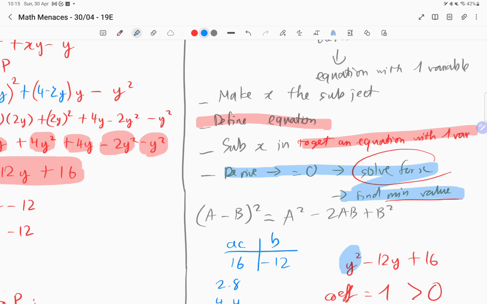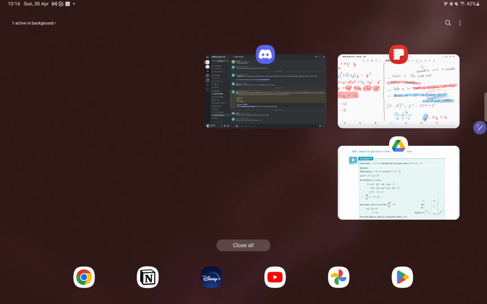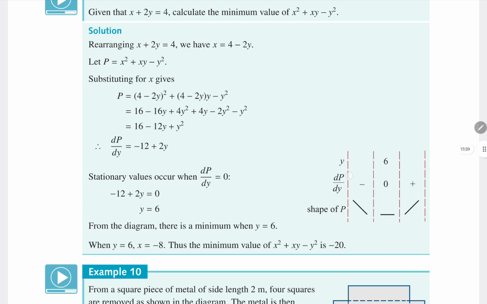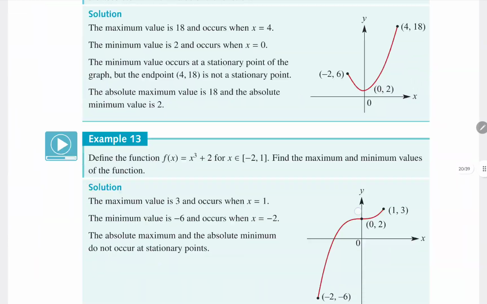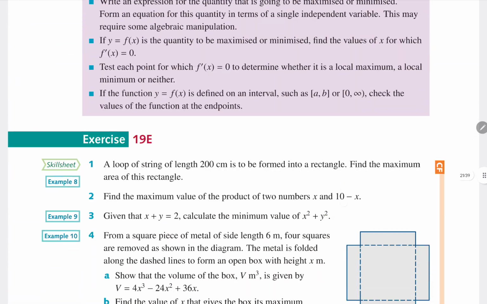Now, the ones that you most likely will get in the exam will be an application question, which is similar to question 4. But I'll let you guys walk through a similar question to example 9 first, and then I'll go through, and then we'll take a break, and then we'll go through the application ones.